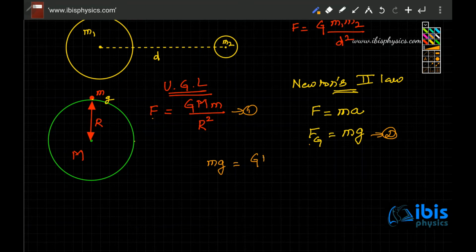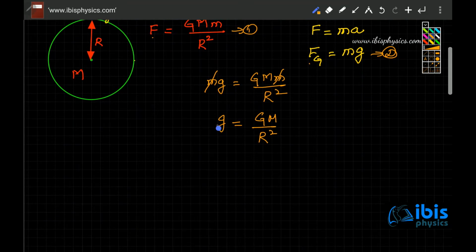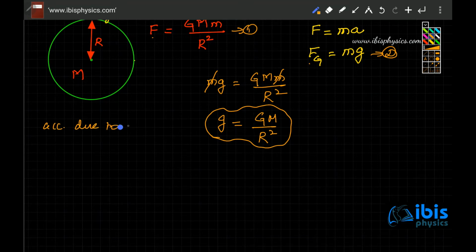So I am equating, g equals GMm by r square. Since this m is the mass of the object, the masses will be cancelled. Then the gravity value is g equals GM by r square. So this is the relation for acceleration due to gravity at the surface of any planet.